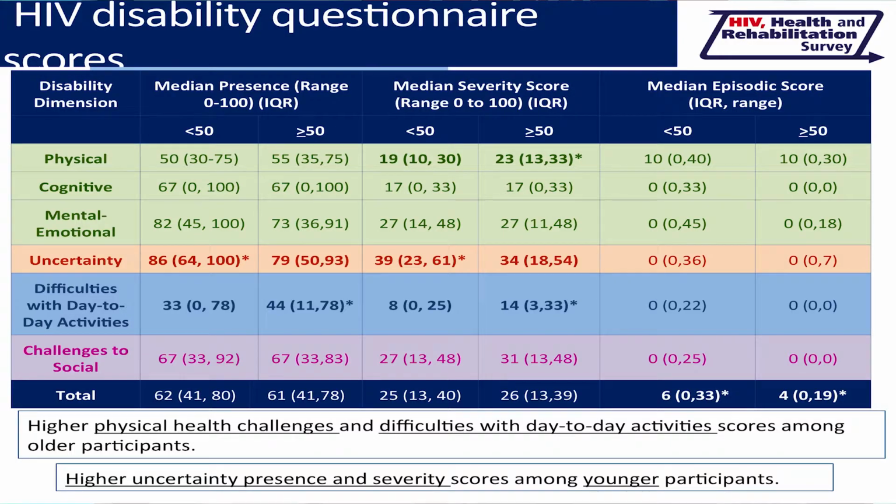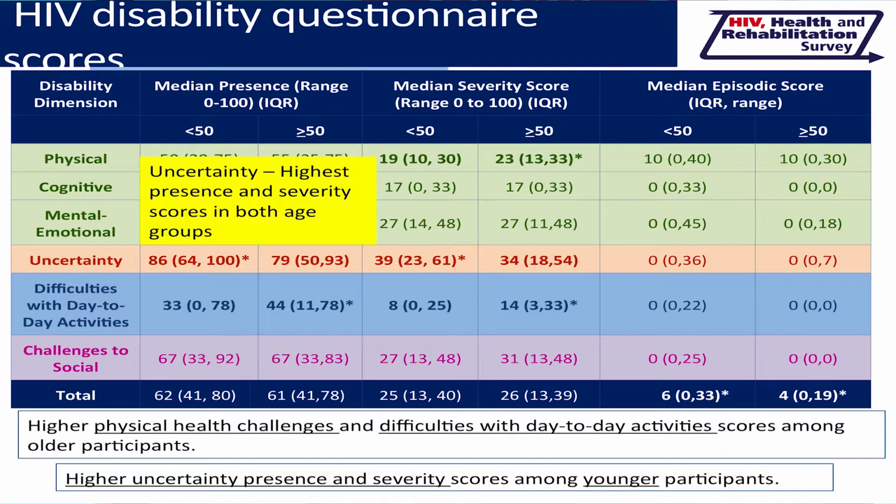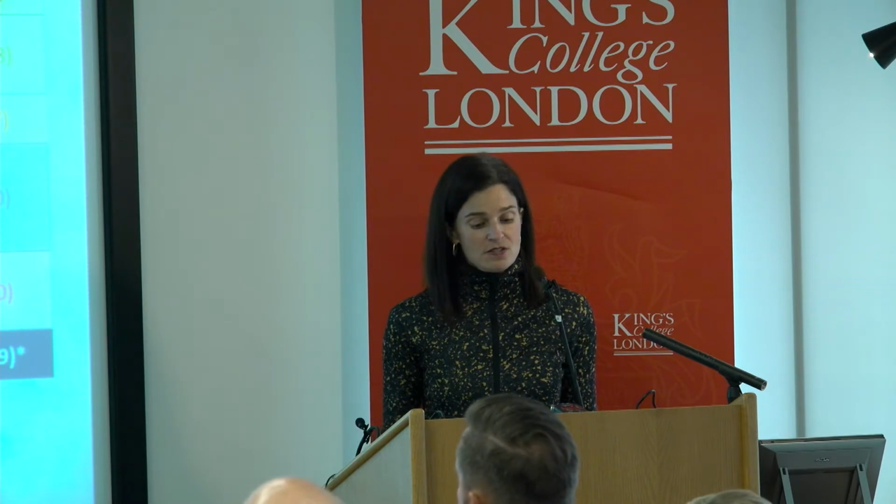This slide demonstrates what some of the scores actually looked like. So the HDQ is scored with a presence, severity, and an episodic scale ranging from 0 to 100. Higher scores indicate greater presence and severity of disability. And looking at both older and younger adults in this particular sample, this was with 941 Canadians living with HIV that completed the questionnaire on a web-based survey.